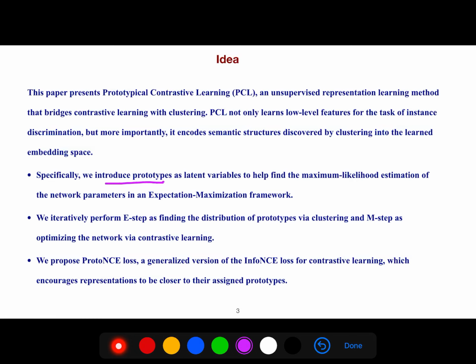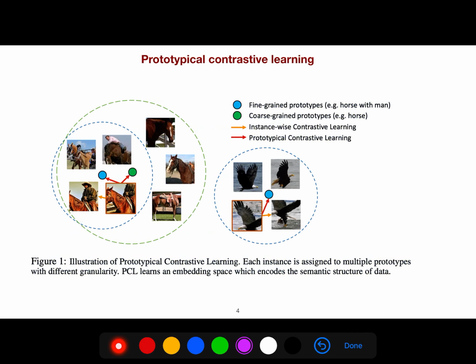So we introduce prototypes as latent variables to find the maximum likelihood estimation of the network parameters in the expectation maximization framework. We iteratively perform the E step as finding a distribution of prototypes via clustering, and the M step as optimizing the network via contrastive learning. We propose ProtoNCE loss, a generalized version of InfoNCE. So we add another thing which is related to clustering, and that is the expectation step, because we consider those clusters as latent variables.